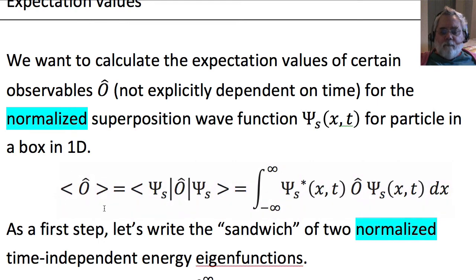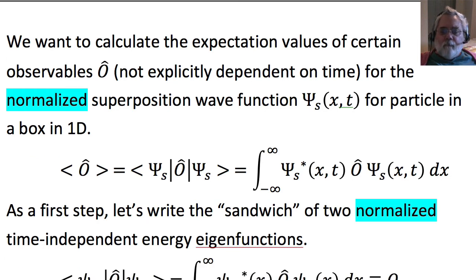So the expectation value of O is equal to the sandwich of O in state psi sub s, which is also identical to this integral. It's defined as this integral: psi sub s conjugate, O operating on psi sub s, integral over all space.